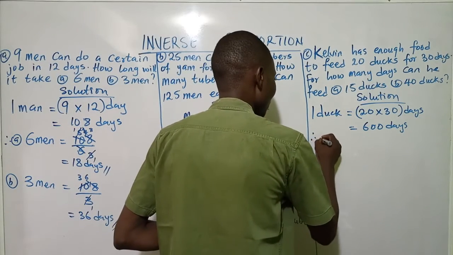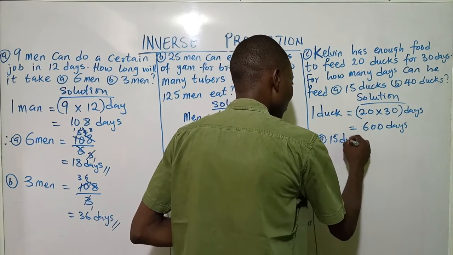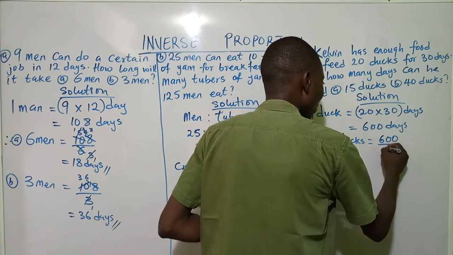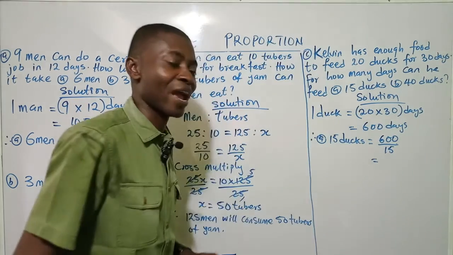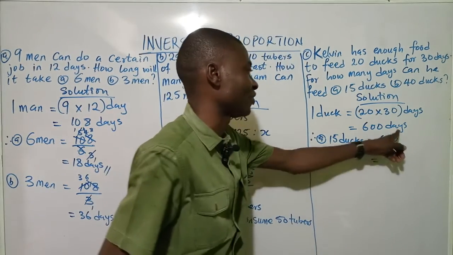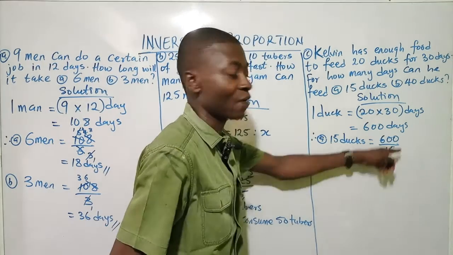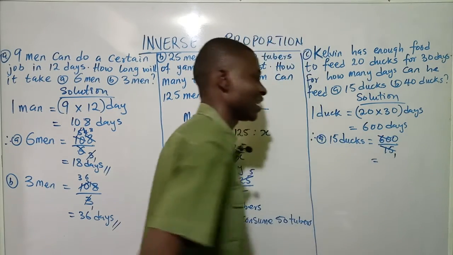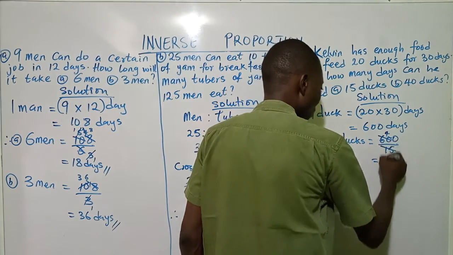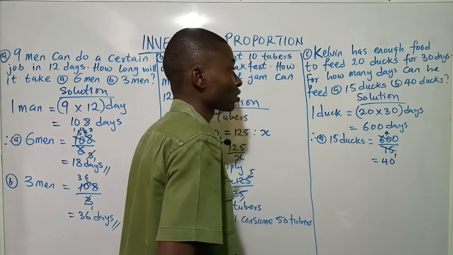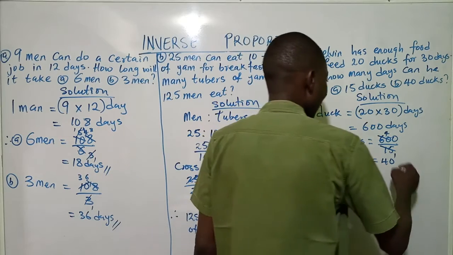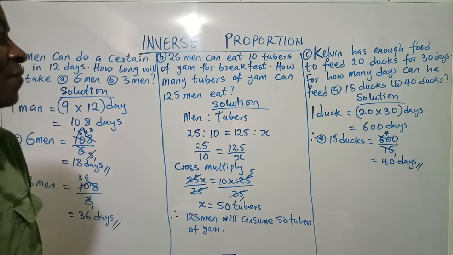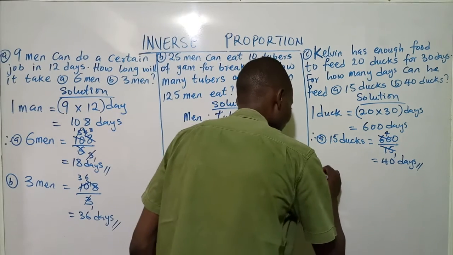Therefore, 15 dogs will finish this food in 600 divided by 15 days. Quickly, 5 is their common factor, but 5 will not go in at the same time, so we use 15. How many 15 do I have in 60? That is 4. So 15 dogs will finish the same food in 40 days.